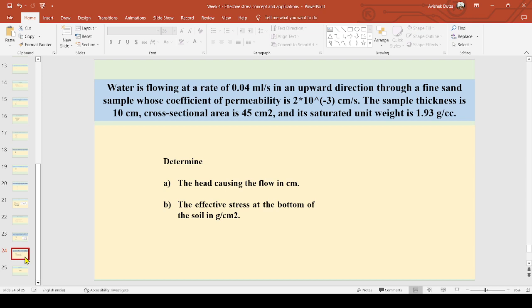I repeat the question. Water is flowing at a rate of 0.04 ml per second in an upward direction through a fine sand sample whose coefficient of permeability is 2 into 10 to the power minus 3 centimeter per second, that is K. The sample thickness is 10 centimeter, cross-sectional area is 45 cm square, and saturated unit weight is 1.93 gram per cc. Now under this condition, find out the head causing the flow in centimeter and the effective stress at the bottom of the soil in gram per centimeter square.